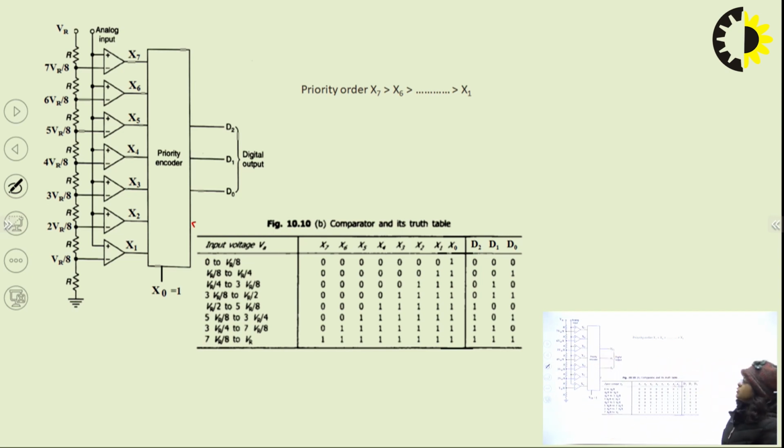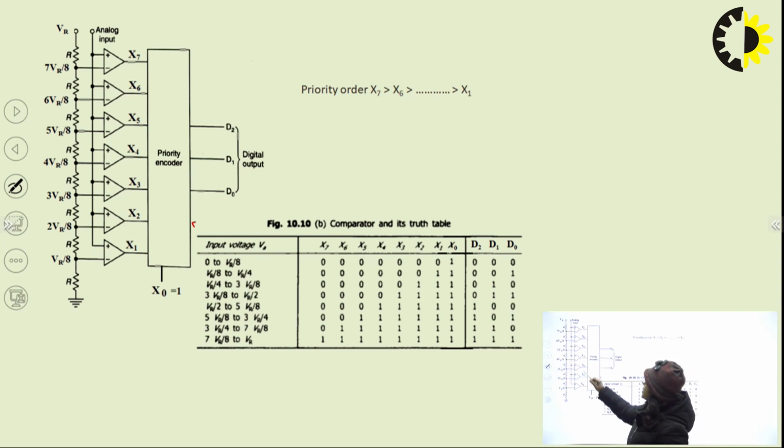The whole reference voltage is divided into 8 equal voltages by these 8 resistances, such that starting from VR to ground, from the first resistor it is VR by 8, then 2 VR by 8, then 3 VR by 8, and similarly the last is 7 VR by 8. We can start from the top, VR minus VR by 8, that is 7 VR by 8. 7 VR by 8 minus VR by 8, that is 6 VR by 8, and similarly down to VR by 8. So it divides the full scale voltage into 8 equal parts. The positive input is connected to the analog input.